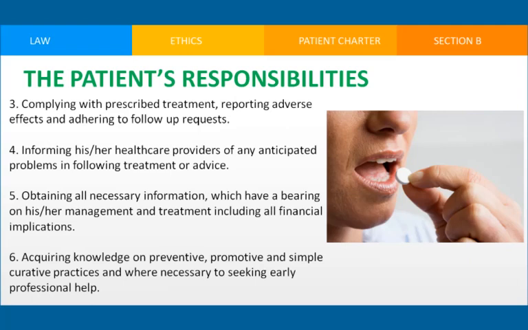Number 4 is the patient's responsibility to inform his or her healthcare providers of any anticipated problems in following treatment or advice. Now, if a doctor tells a patient to take the medicine with food, the doctor knows why. A lot of medicines, when you take them, will reduce your blood sugar and you can go unconscious. If the patient is in a 21-day or 10-day fast, and has promised God that they will never eat, and the doctor has asked you to take a medicine with food, tell the doctor, "Doctor, please, I am fasting and I don't want to break it. Is there anything you can do about it? Because I will not be able to eat." That's an anticipated problem, all right.